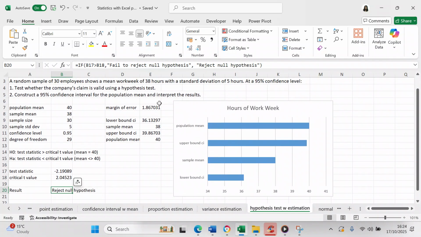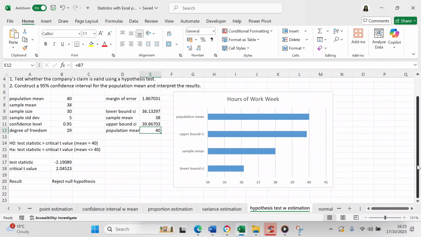We're also going to calculate the margin of error. Margin of error is B18, that's your critical value, times B10, that's sample standard deviation, divided by the square root of B9, which is 30. So your margin of error is 1.867031, and then your lower bound is B8 minus E7, so that's 38 minus 1.8, so that's 36.13. Your sample mean is 38, and your upper bound is your mean plus 1.86, so it's 39.86, and your population mean is B14.